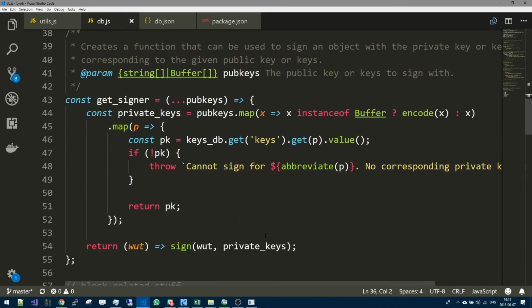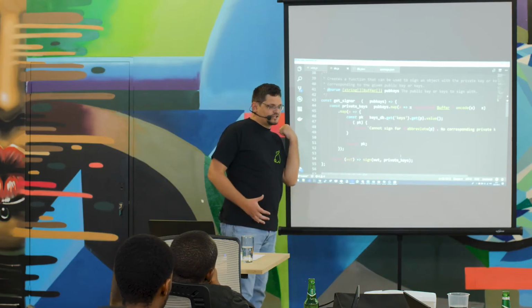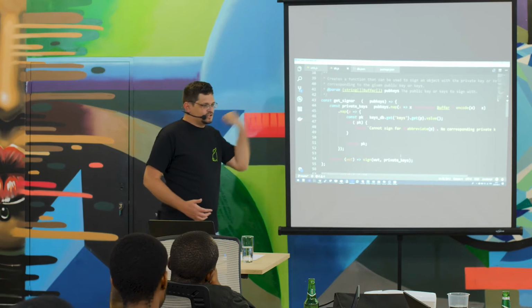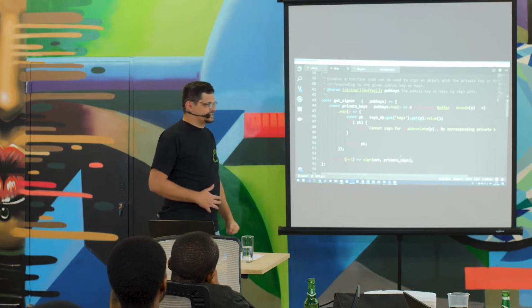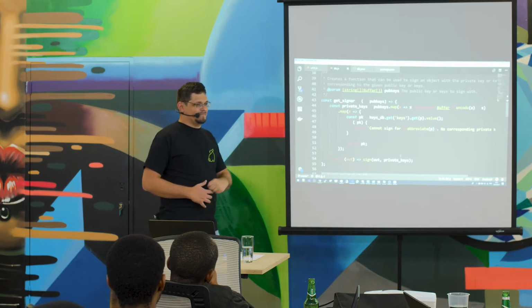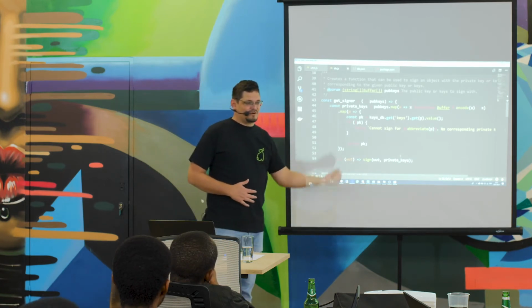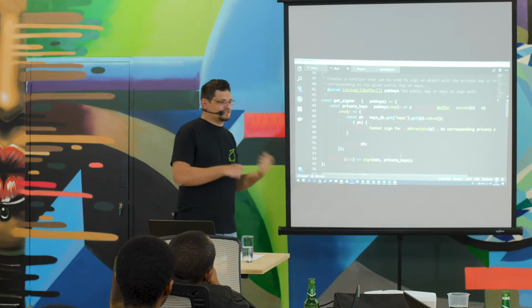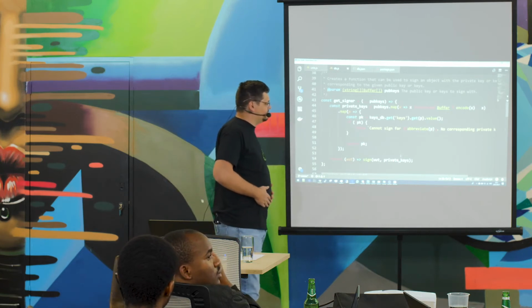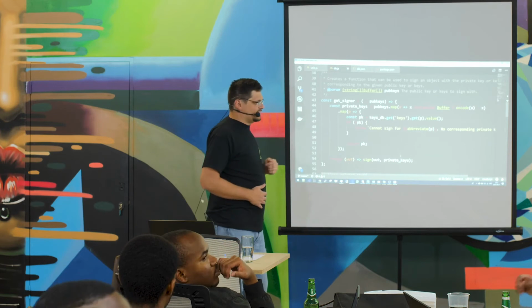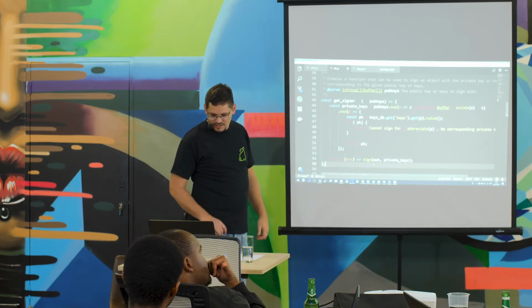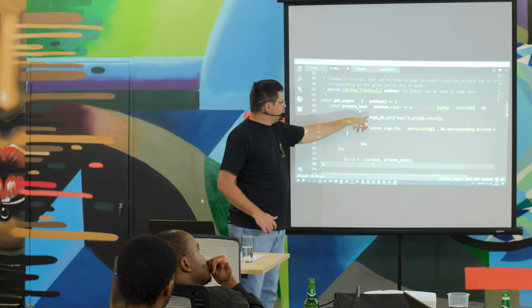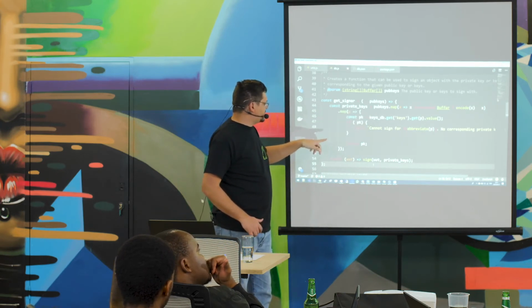And then you've got a function getSigner. Instead of returning the private key, it returns a function that you can use to sign something, like a transaction or a block. That's a way to give another part of your program something without having to pass the private key around in memory the whole time. Nice little functional programming thing. Functions returning functions. Nice.